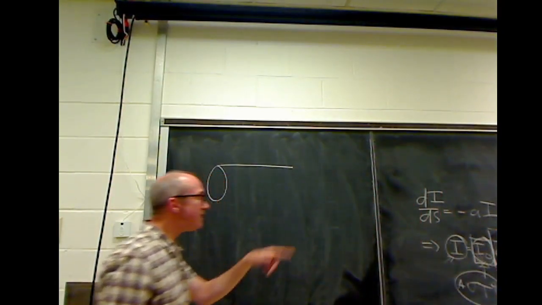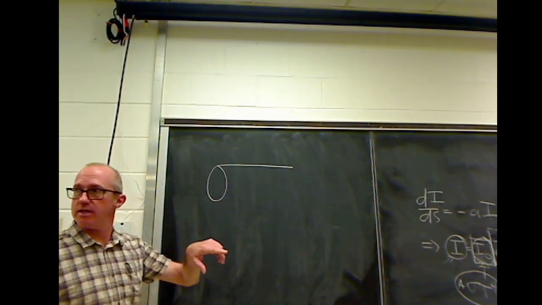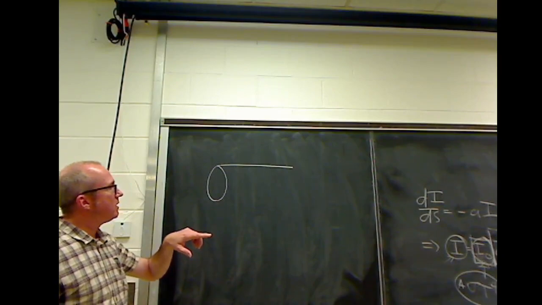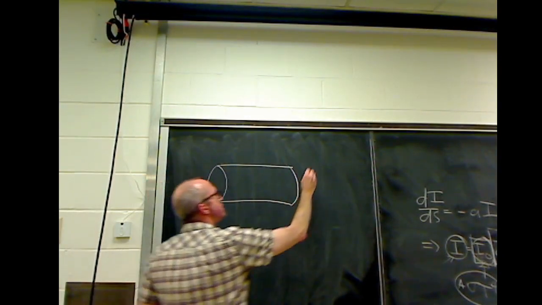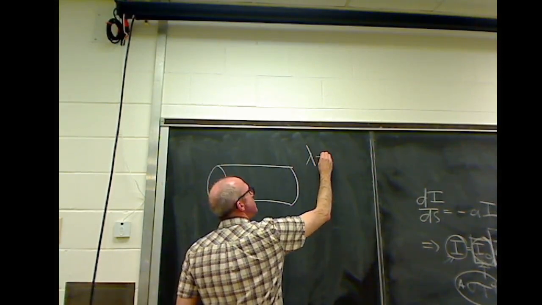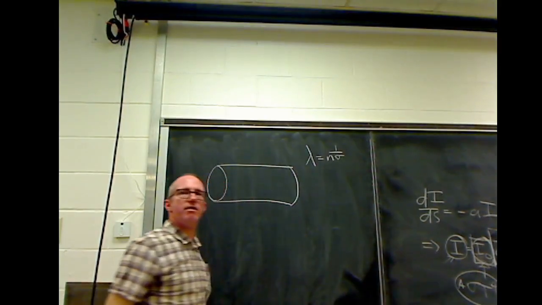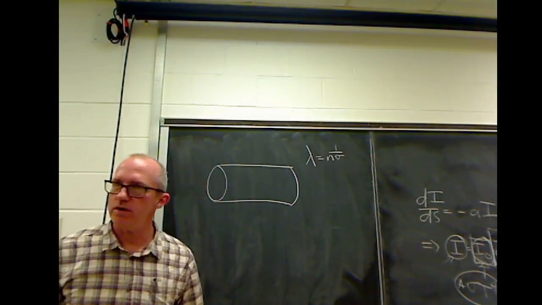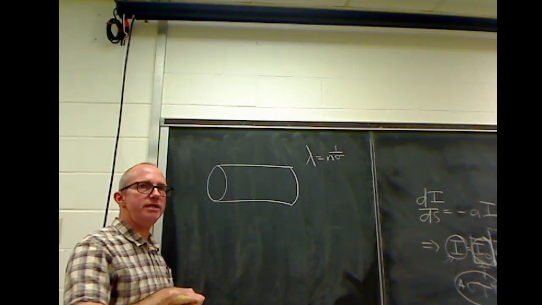So let us talk about the decay for a second. Let's not worry too much about what the source is. We talked about mean free path, and we said that lambda, the mean free path, is 1 over the density times the cross-sectional area for that object to run into something else.